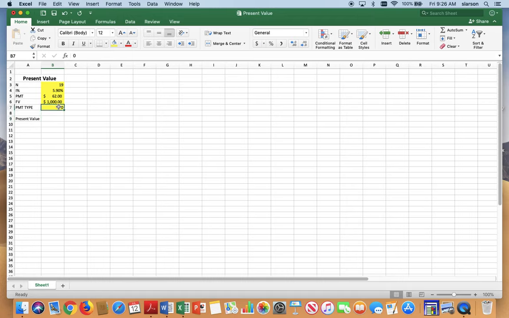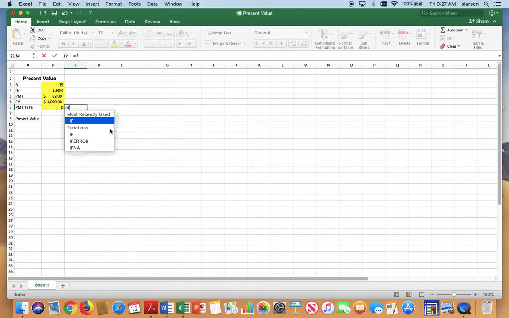I'm going to buy the bond today and my first $62 payment is going to occur in a year. Now I want to put a little notice here to the user of the spreadsheet, myself or anybody else I lend it to, of whether Excel is recognizing this as an ordinary annuity or annuity due. So I'm going to use an if then else. Put equals IF, open parentheses.